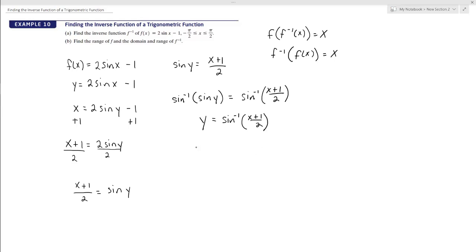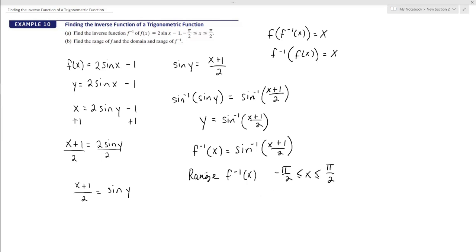So now we can take this y and rename it f inverse. Okay, but it also asks us to find the range of f and the domain and range of f inverse. Since these are inverses, the domain of f of x becomes the range of f inverse. So since this was the domain of f, it must be the range of f inverse. So what's the range of f? f is equal to 2 sine x minus 1.